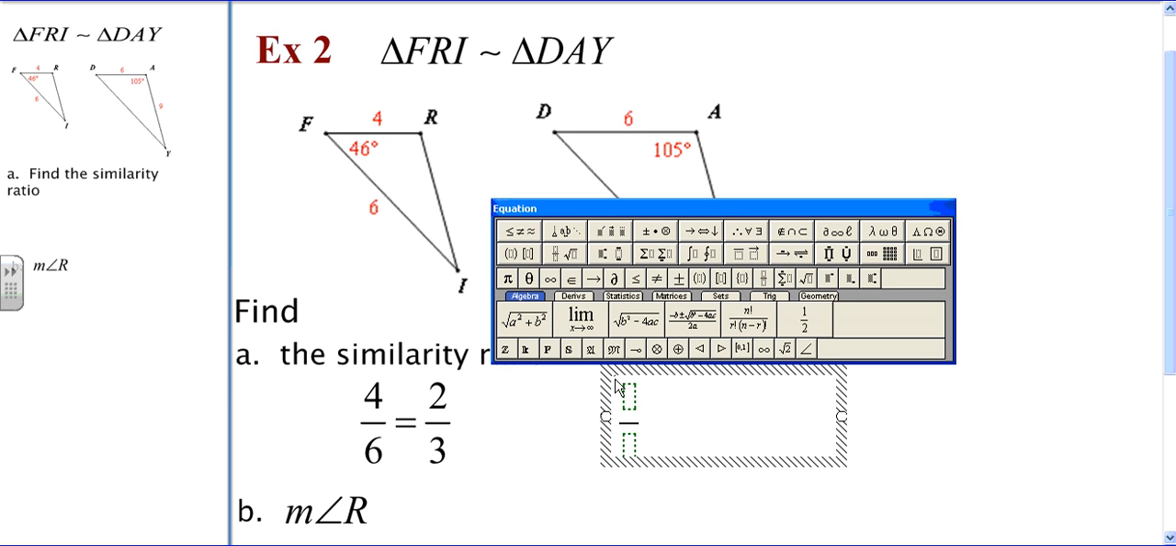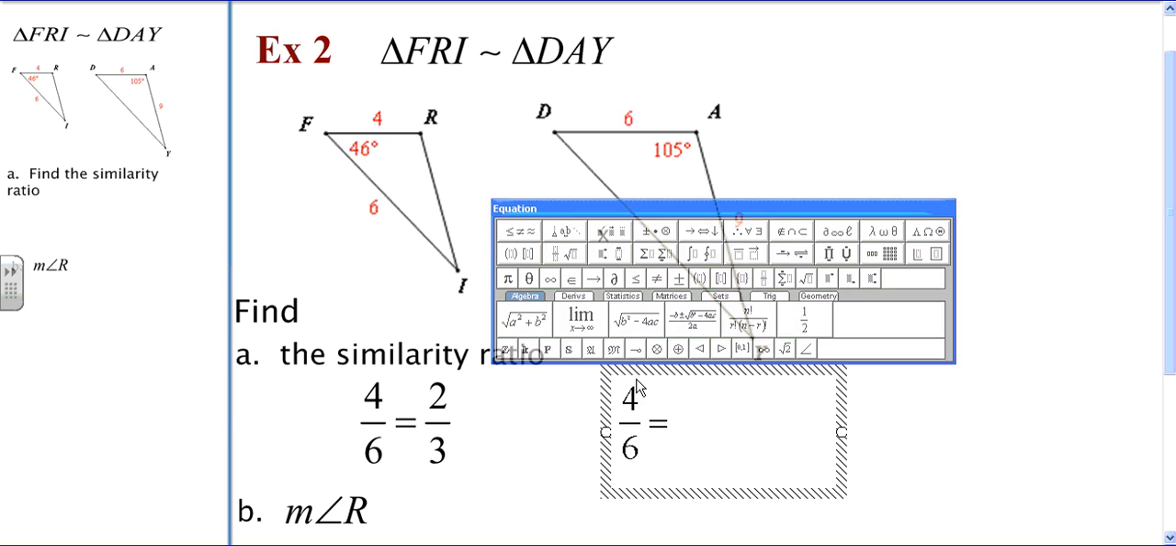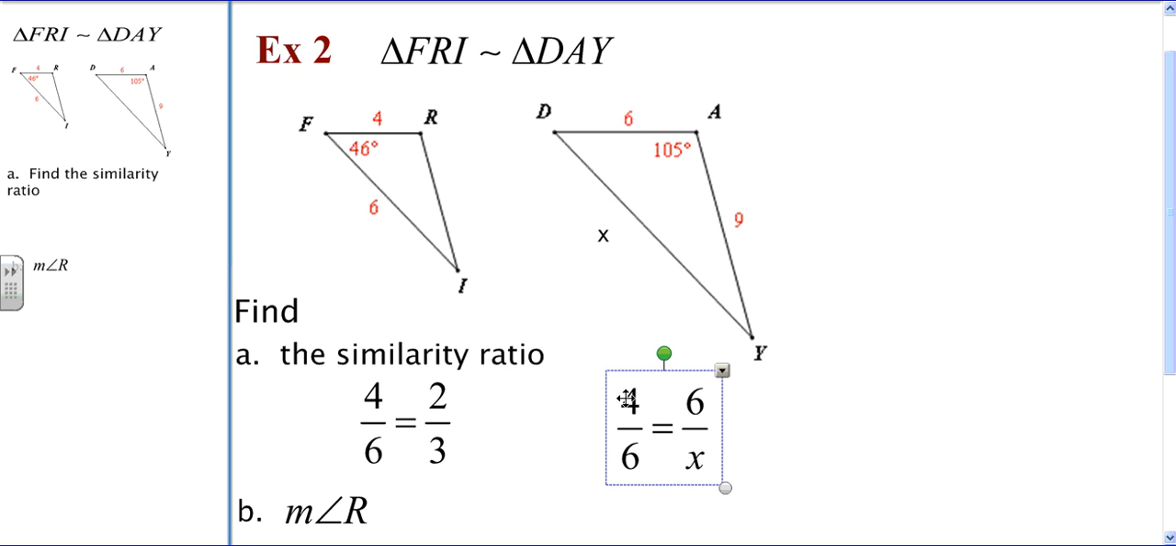I know that 4 is to 6 as, and what side matched up with the 4? What was the same? The 6 came from the same triangle, so 6 is to x. So notice that 4 comes from triangle FRY, and 6, which is side FI, comes from triangle FRY. So if we wanted to solve this, we would cross multiply.